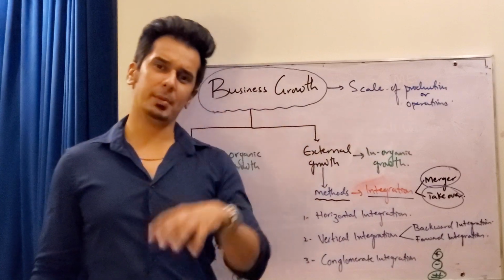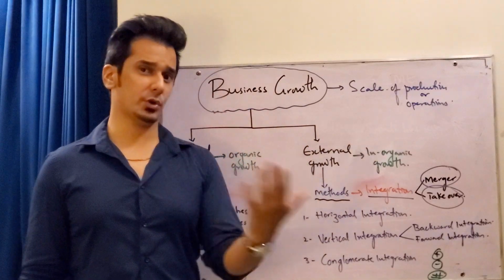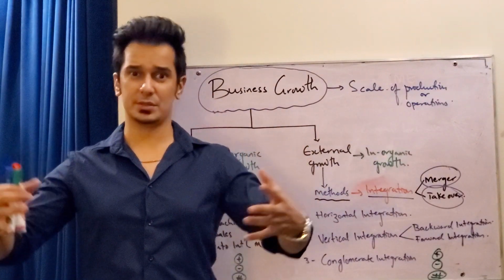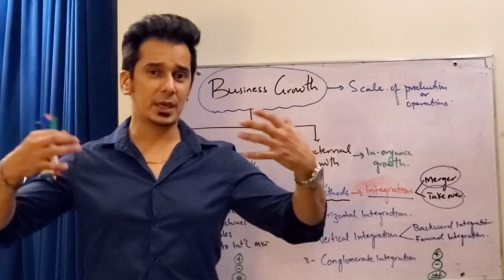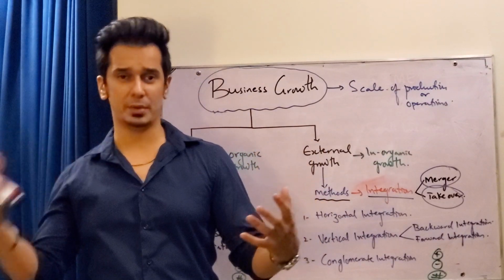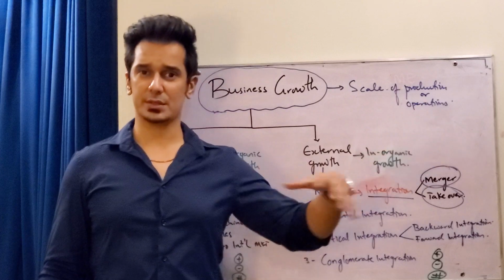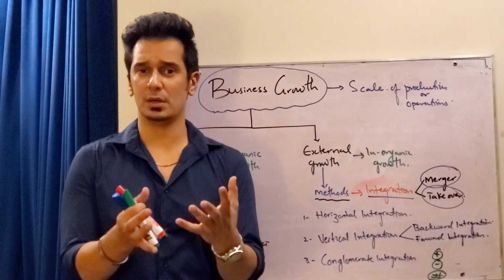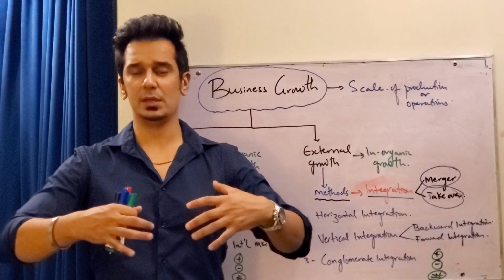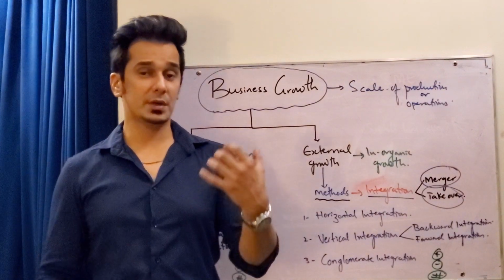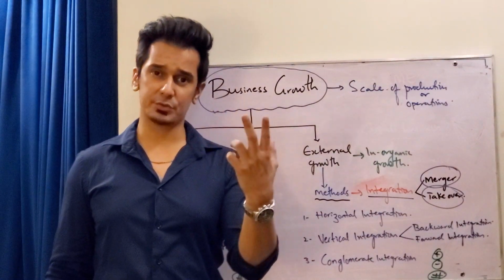What would be the drawback? There can be a drawback of horizontal integration. There would be duplication of designations, like two managers and two directors, so probably we might need just one manager. So there might be some need for redundancy. And there can be another drawback.